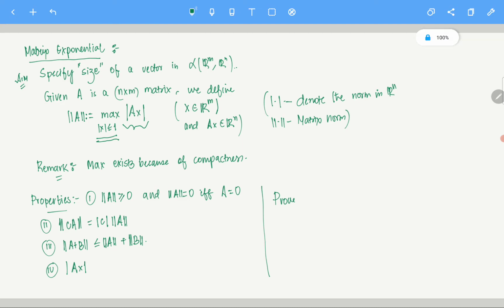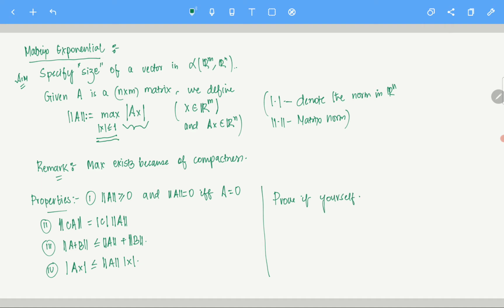So when I'm saying it, this is basically the norm of Ax. This is dominated by the matrix norm of A times the norm of x. Of course, all of this holds for every x in Rn. So that is always there. Prove it yourself.